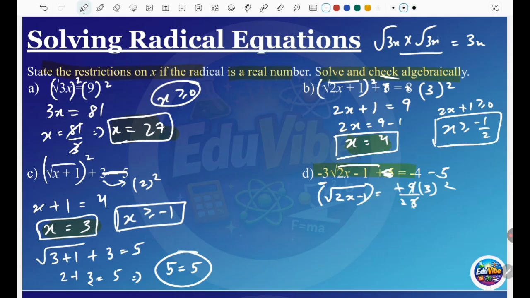Put the square of this. 2x minus 1 is equal to 9. So 9 plus 1 is 10. 10 divided by 2 is 5. So the x you get is 5.